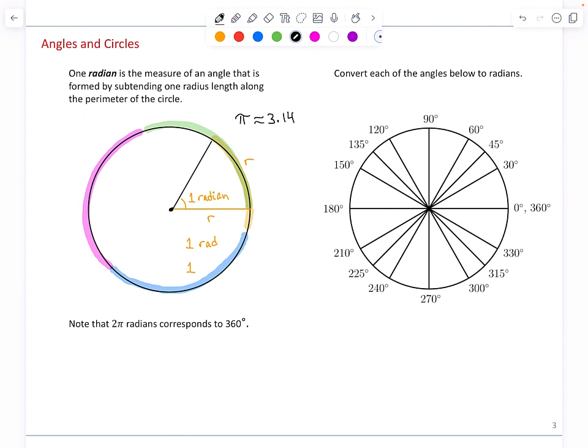In reality, the digits of pi continue forever without a pattern, but for practical purposes, we tend to round pi to about 3.14. So if you were to ask how many radii would it take to wrap around the circle, well, we would just have to double this number, because the radius twice is the diameter. So note that 2 pi radians corresponds to 360 degrees, because 2 pi radius lengths is what it takes to wrap around the entire circle.